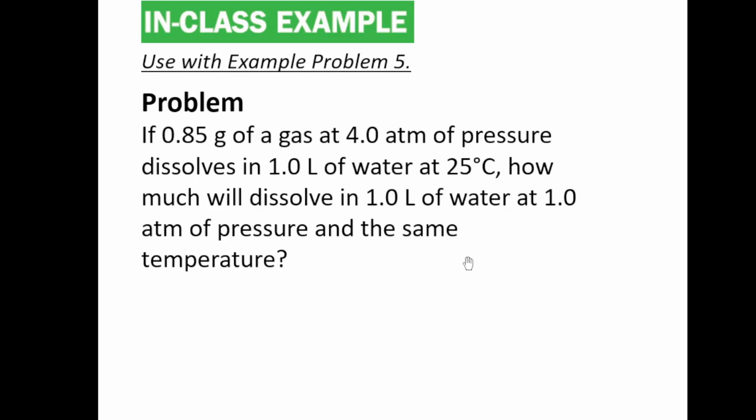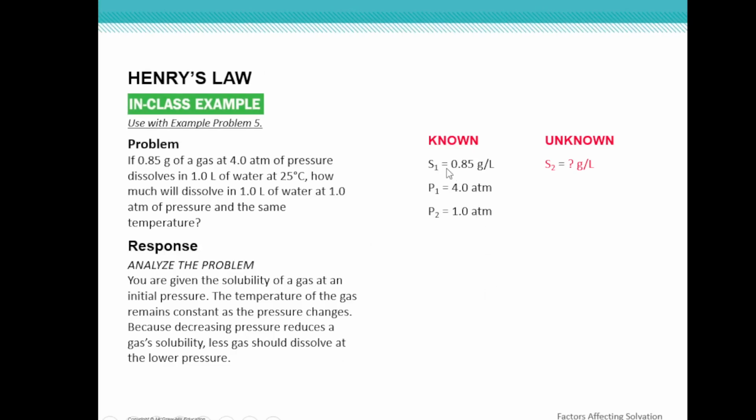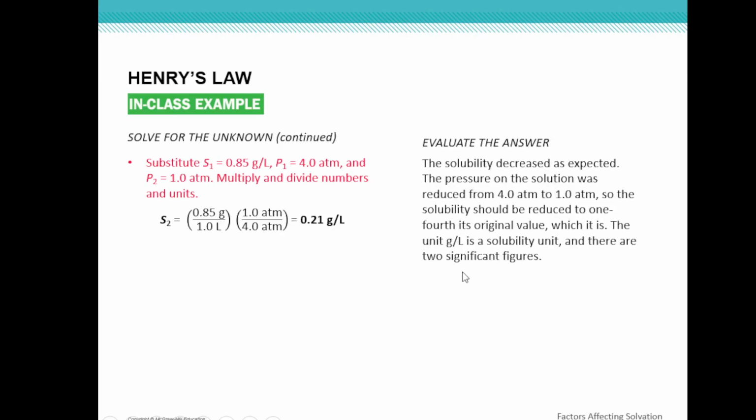solubility and the pressure. So what is the solubility? Solubility is 0.85 grams for every 1 liter, and that's shown in the problem: 0.85 grams of a gas dissolves in 1 liter of water. So 0.85 grams per liter. The pressure is starting at 4 atmospheres, so that's P1, and we're changing the pressure from 4 to 1, so 1.0 is P2, and we want to know what S2 is, so that is our unknown. So we use Henry's law. We plug into Henry's law. Well, actually, we're going to rearrange Henry's law first to solve for S2, then plug into it. You could plug in first and then solve. That's what I would do.